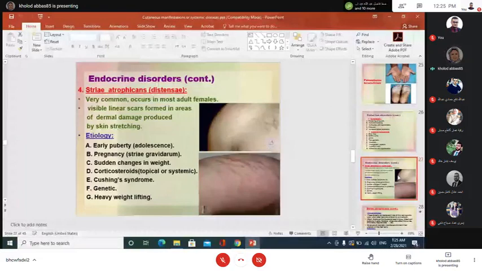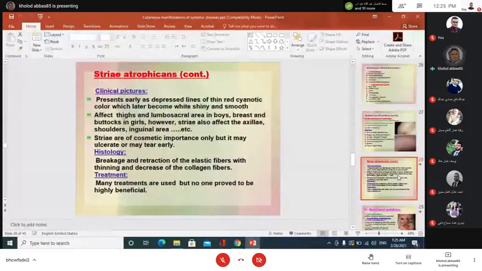Usually it presents early as a depressed line with thin red cyanotic color, which later becomes white, shiny, and smooth. The most common areas are the lumbosacral area in boys, and the breast and buttocks in girls. However, it can affect the axilla, shoulder, and inguinal area. Usually striae are of cosmetic importance only. It is asymptomatic, and rarely they may ulcerate. Histologically, we have breakage or retraction of the elastic fibers with thinning and decrease in collagen fibers.